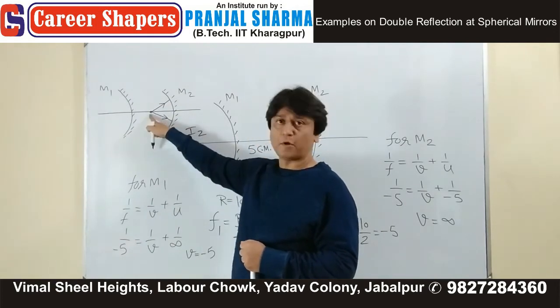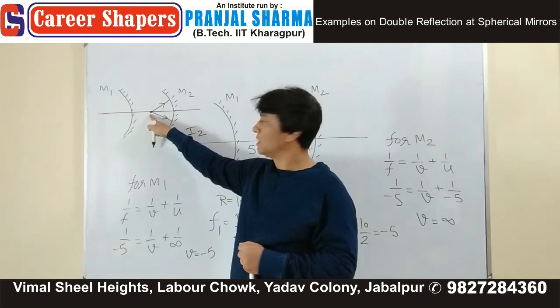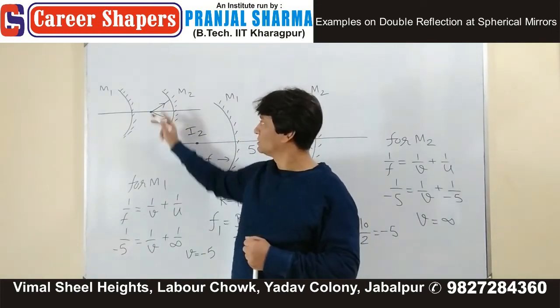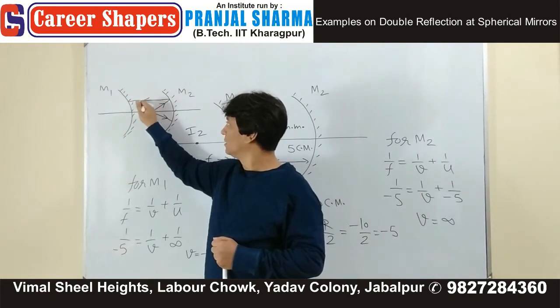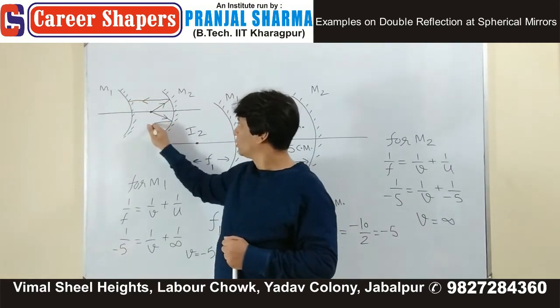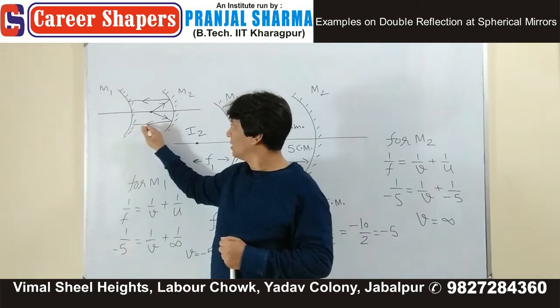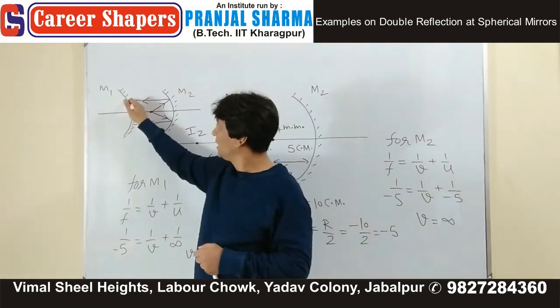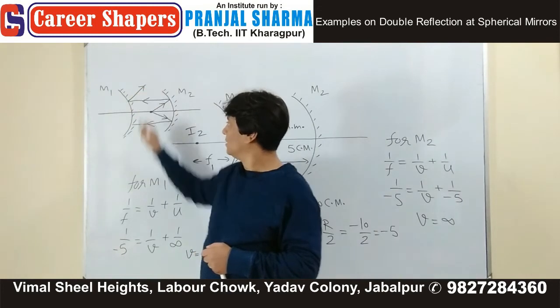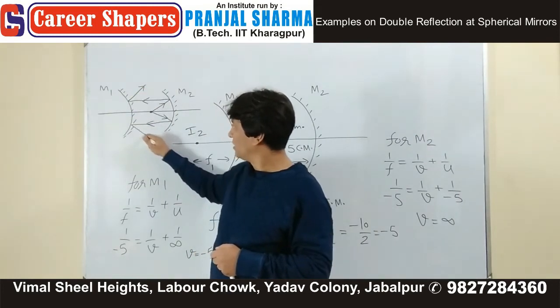Rays coming from the focus. If you place an object at the focus, they are going to become what? Parallel. They are going to become what? Parallel. Now these rays will be reflected. These rays are going to be reflected.